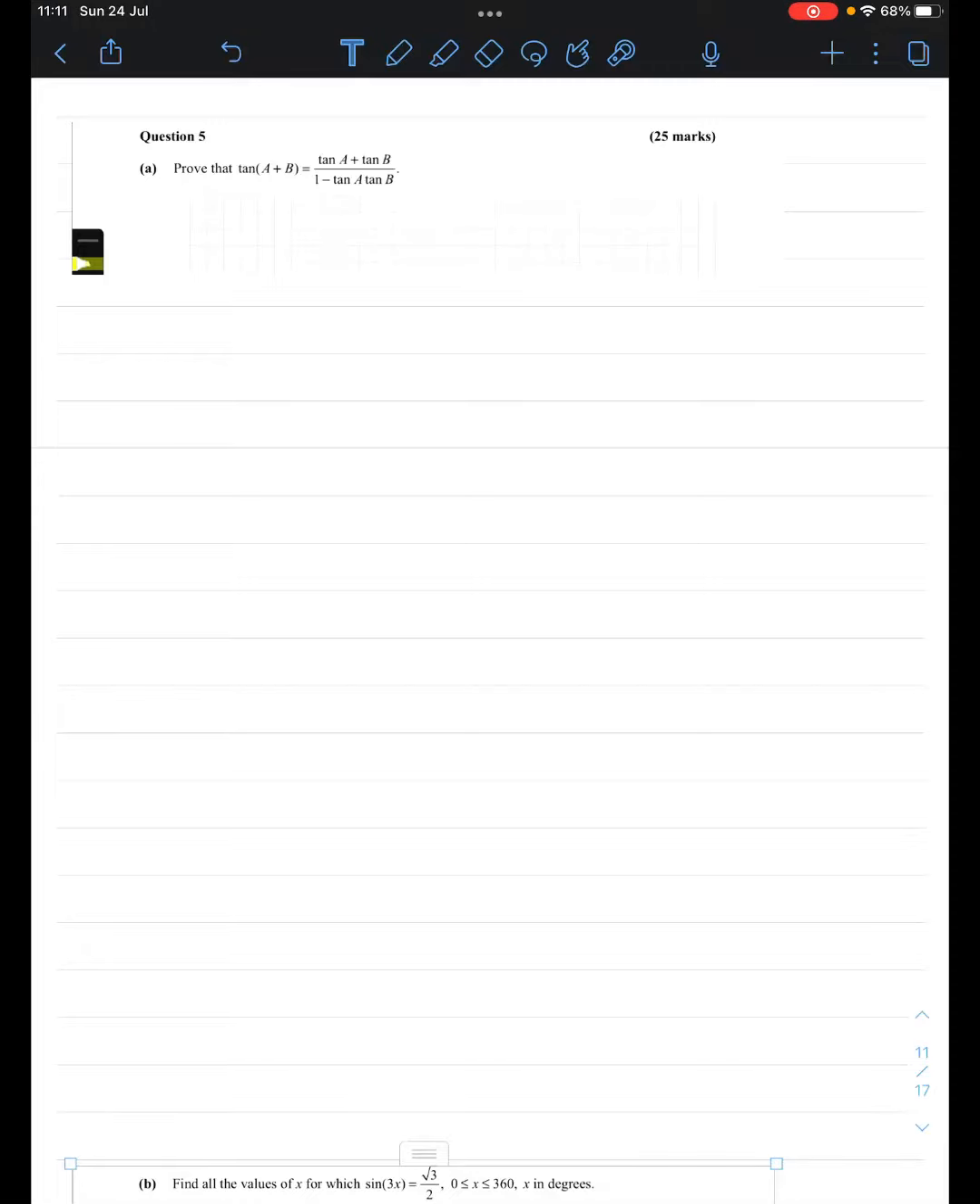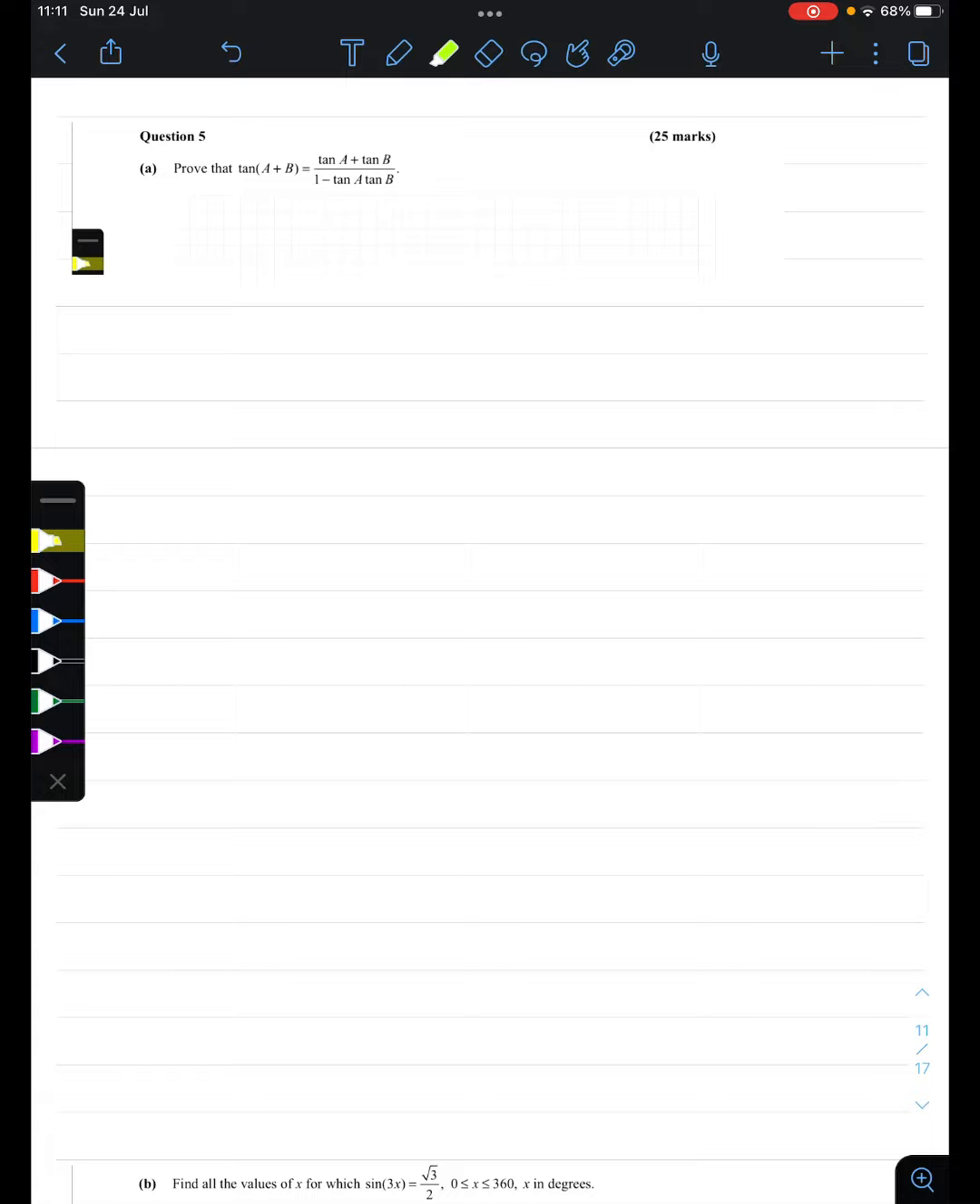Hi guys, so today we're going to take a look at question 5 of the 2015 exam, paper 2. We want to prove that tan(A+B) equals (tan A plus tan B) over (1 minus tan A tan B). So first of all, let's write out the expression to prove.